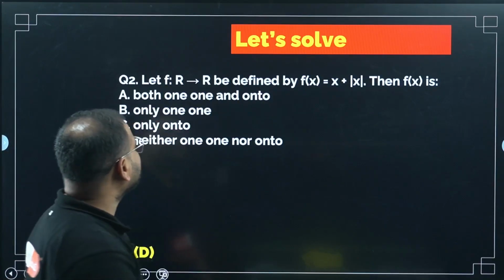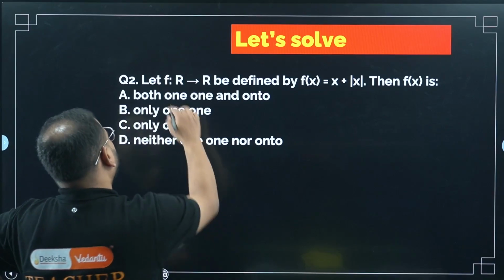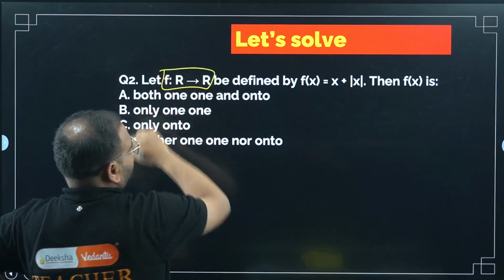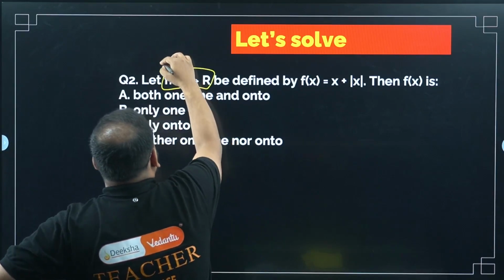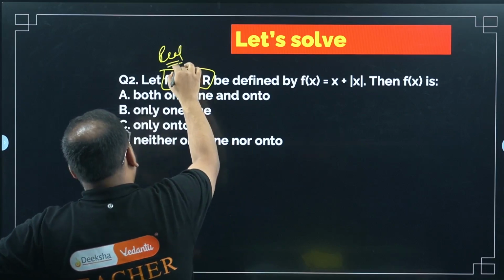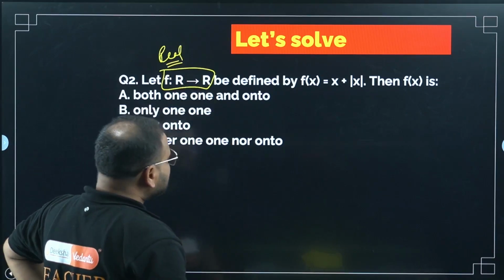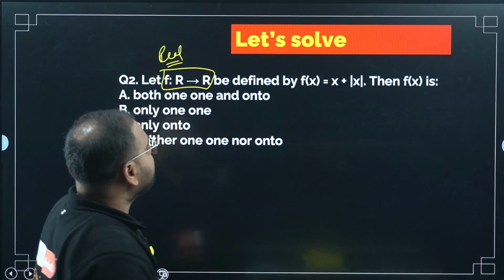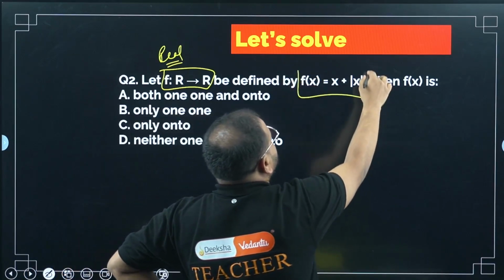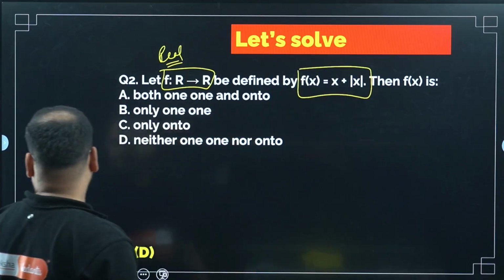Okay, sir. Second problem. Let f be R to R. What is R to R, sir? Relation? No, R means real numbers. It means both domain and codomain are real numbers. The function is given as x plus mod x.